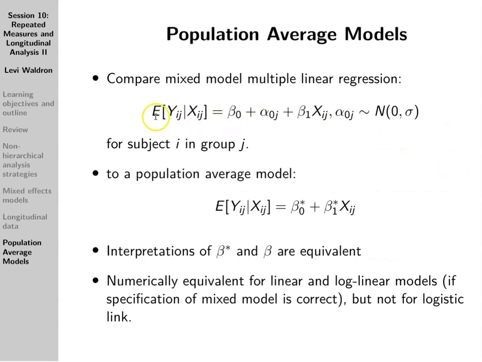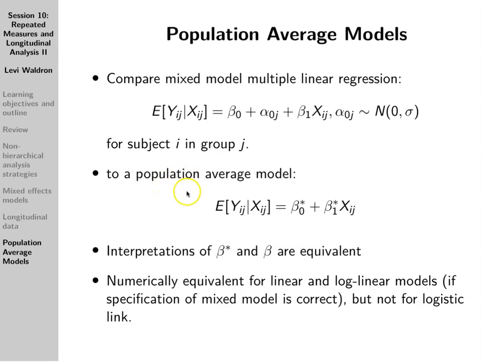Just to compare what we've done, here was one of our mixed model multiple regressions with a global intercept plus a subject random intercept, a fixed coefficient beta, with the subject intercept varying according to a normal distribution with mean 0 and constant homoscedastic variance.